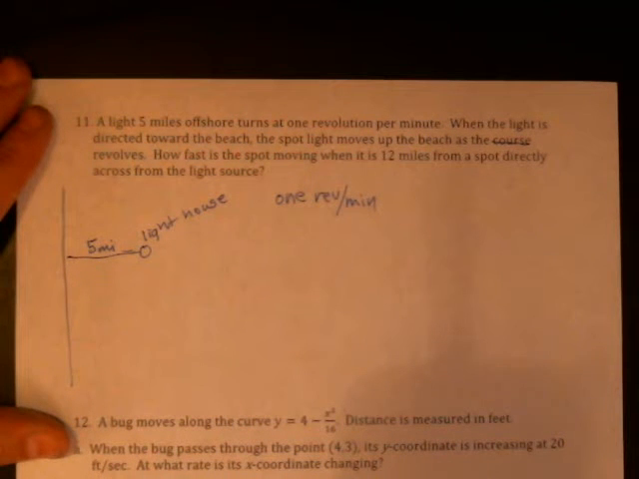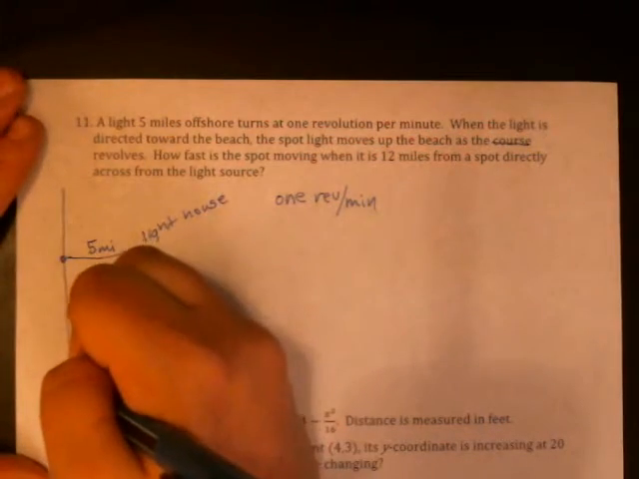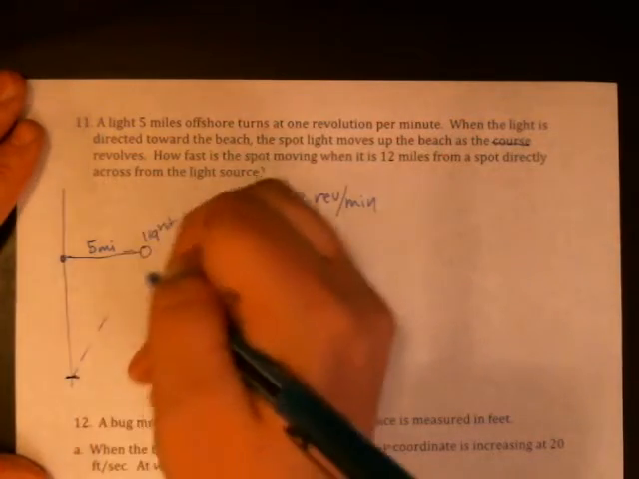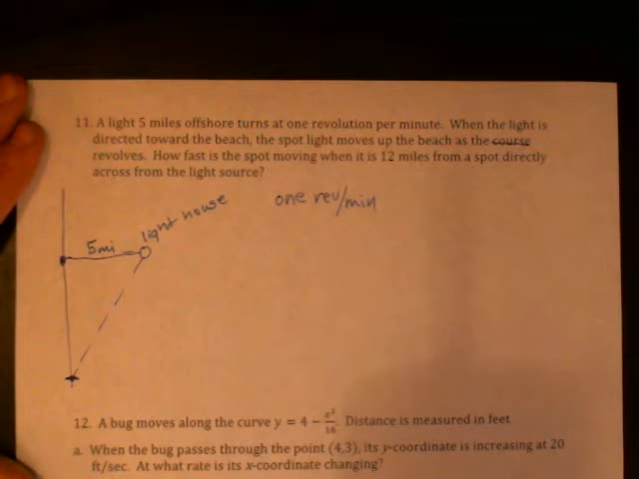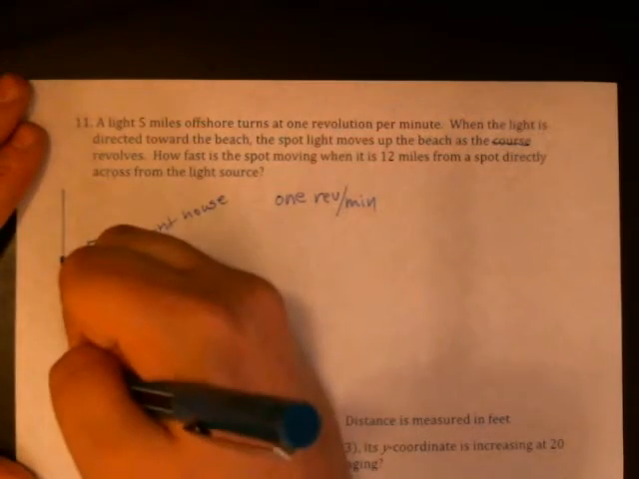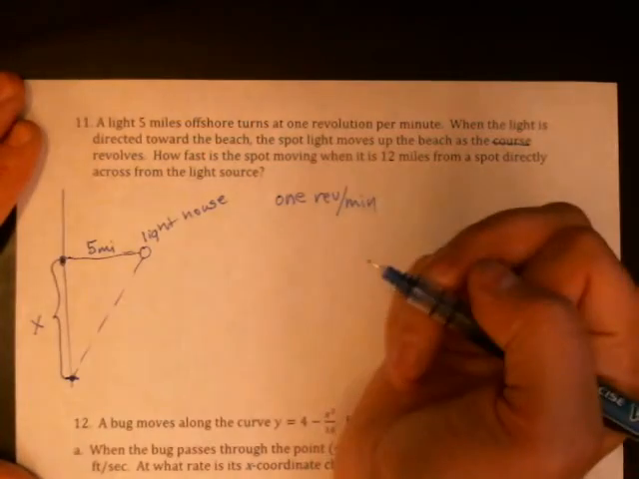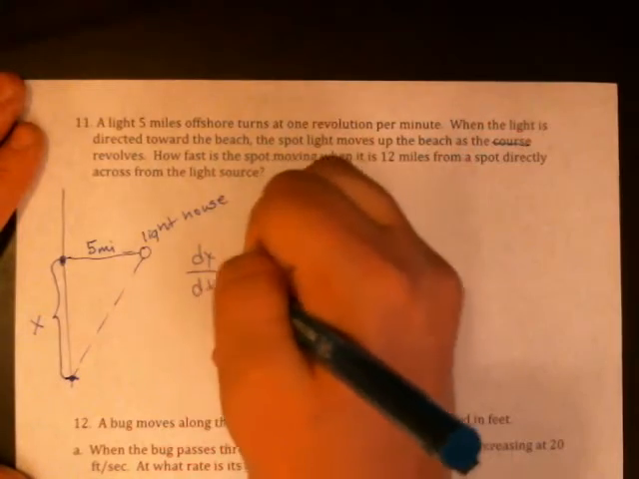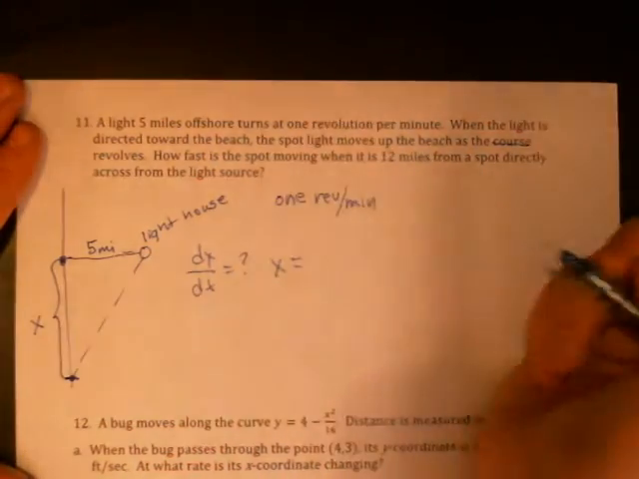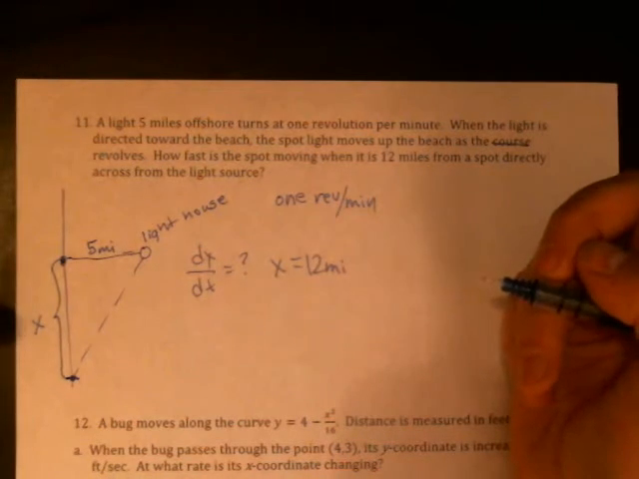The lighthouse is turning around and around so that we get 1 revolution per minute. If the spot is 12 miles away, I'm going to go down since I have more room, so the spot is directed at a point down here that's 12 miles away from straight across. We want to know how fast the light will be moving up the shoreline, so how fast this distance is changing. Let's call that x. We want dx/dt when x is equal to 12 miles.